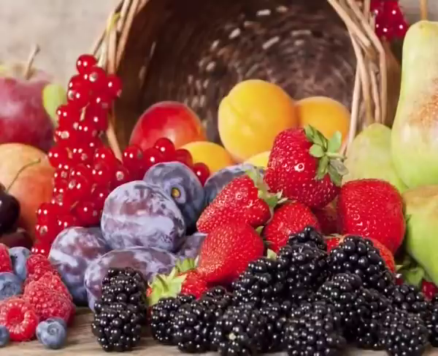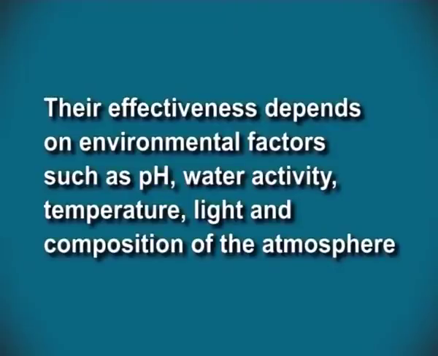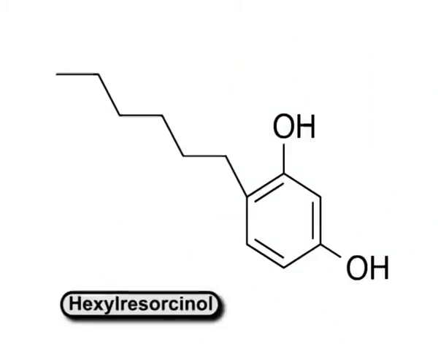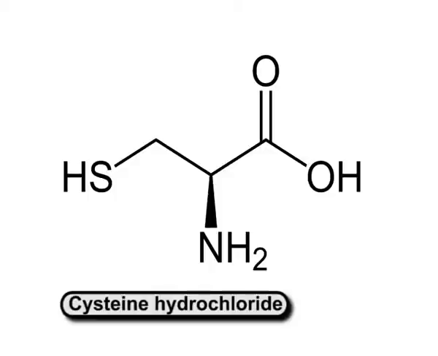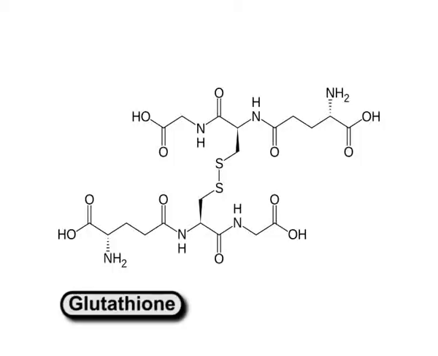Antioxidants can prevent the initiation of browning by reacting with oxygen. They also react with the intermediate products, thus breaking the chain reaction and preventing the formation of melanin. Their effectiveness depends on environmental factors such as pH, water activity, temperature, light, and composition of the atmosphere. The main antioxidants reported in the literature are hexyl resorcinol, erythorbic acid, N-acetylcysteine, cysteine hydrochloride, ascorbic acid, and glutathione.